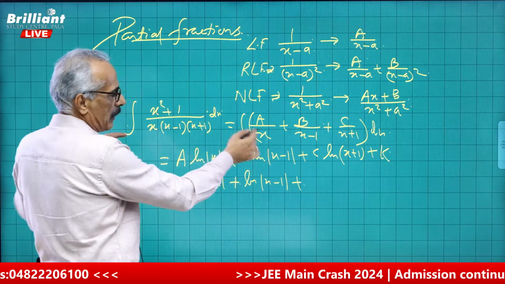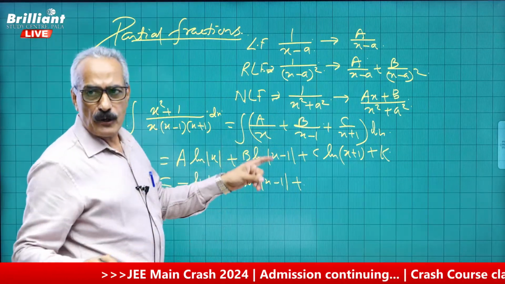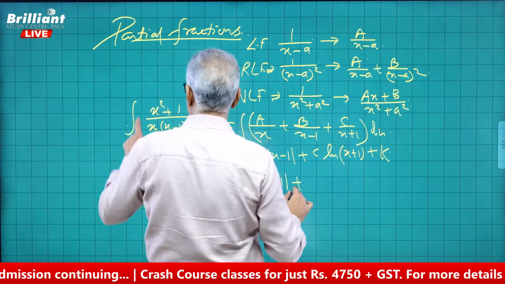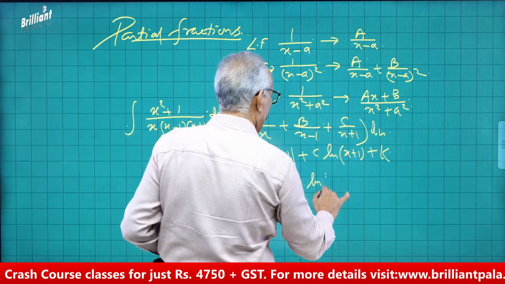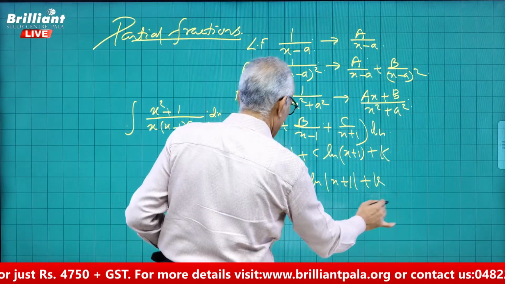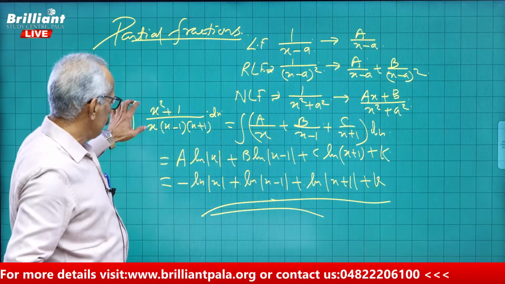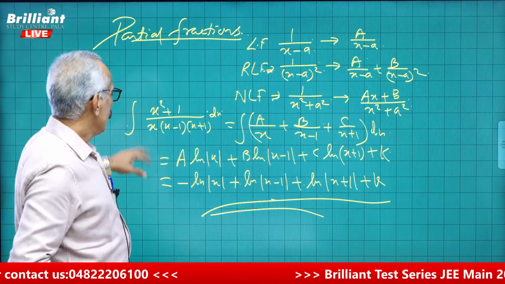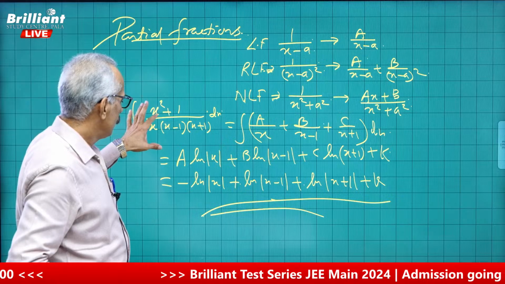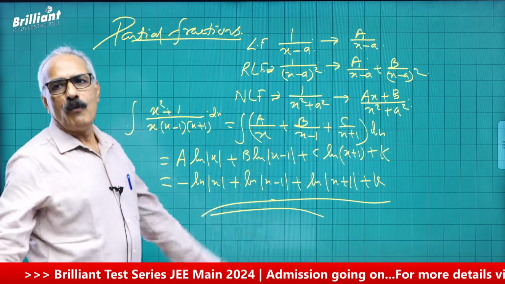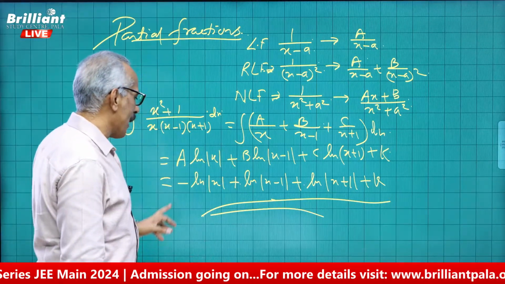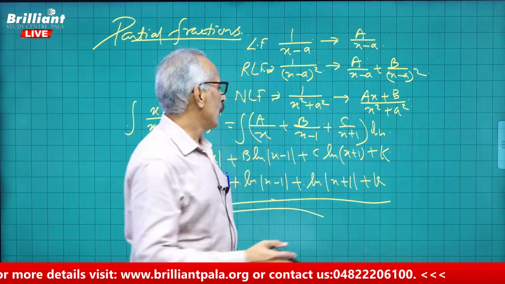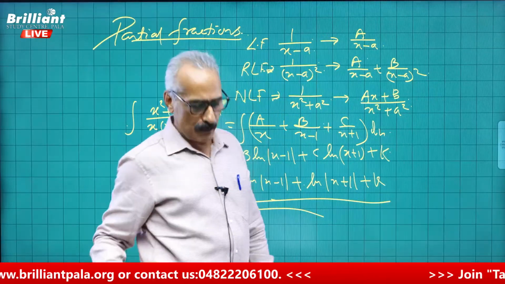Please verify that, you solve it. You cross multiply, you know the method; later I will tell you the secret. That's also plus 1 logarithm of x plus 1 plus k. That will be your answer. Your a will be minus 1, your b will be 1, your c will be 1. So your answer is minus log x plus log of x minus 1 plus log of x plus 1 plus k. And you know how to do this partial fraction: cross multiply, simplify.